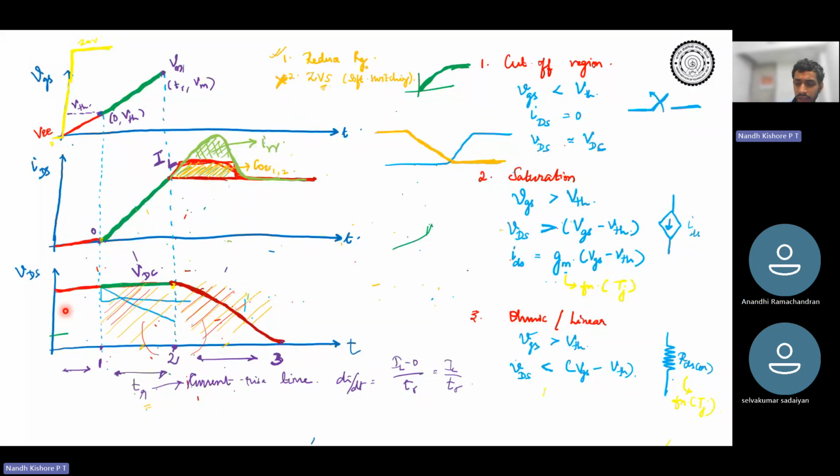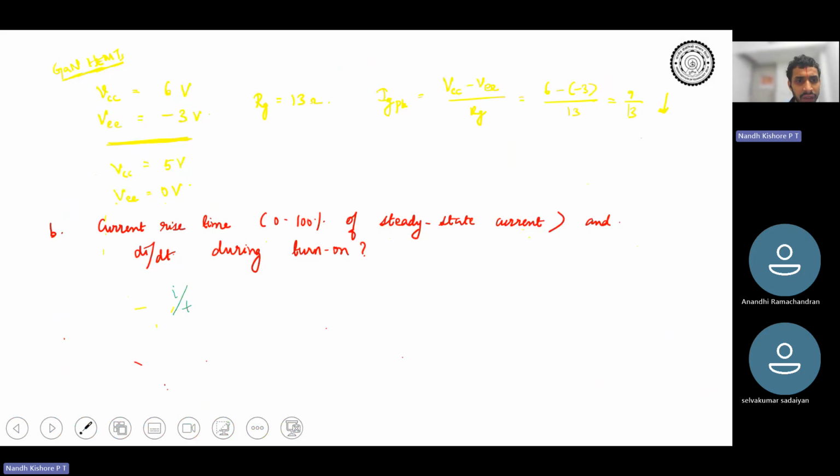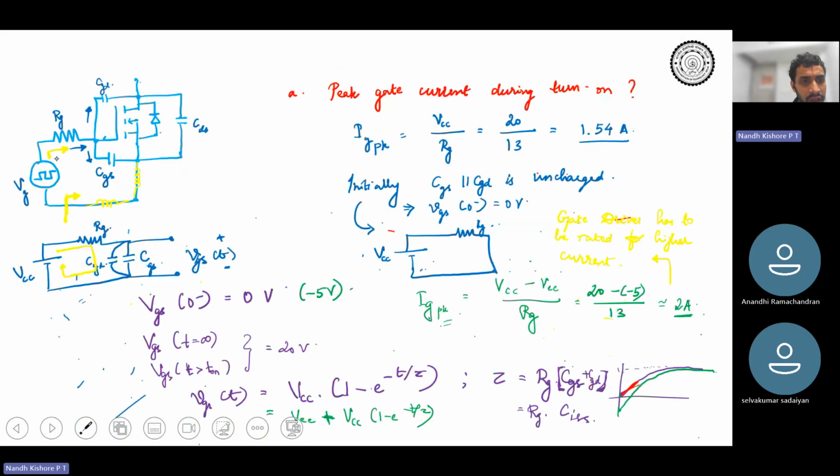So we saw that from VEE, obviously your gate source voltage starts increasing. Why? There will be a gate current which will flow through the circuit. As the gate current flows, more and more charge is dumped into CGS, and hence the gate source voltage will slowly increase.